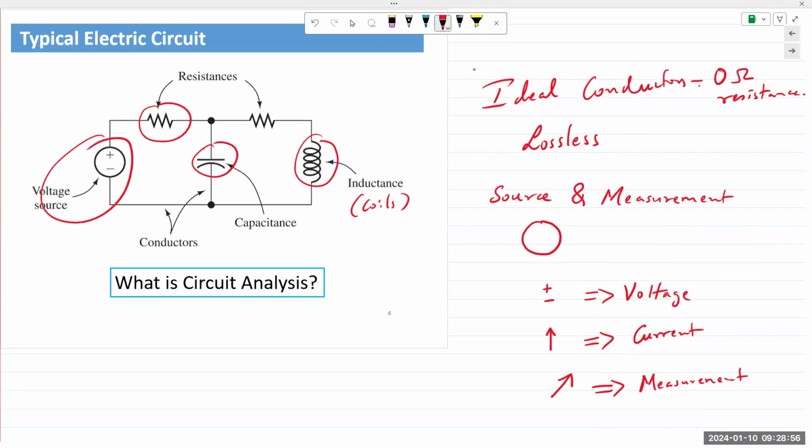One other thing on the previous slide. This is a source. It's supplying energy. Anything that supplies energy is a source. Anything that consumes energy is a load. And so all of these right here, R, L, and C, are loads. So again, anything that supplies energy is a source. Anything that consumes or receives energy is a load.